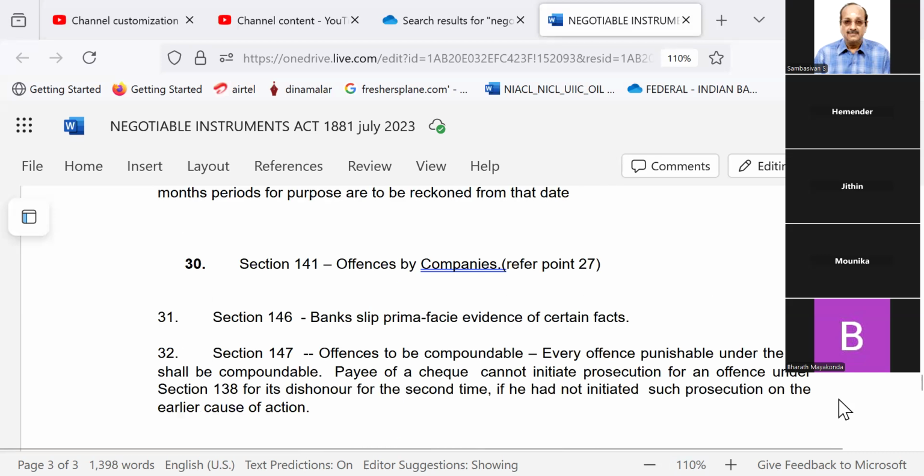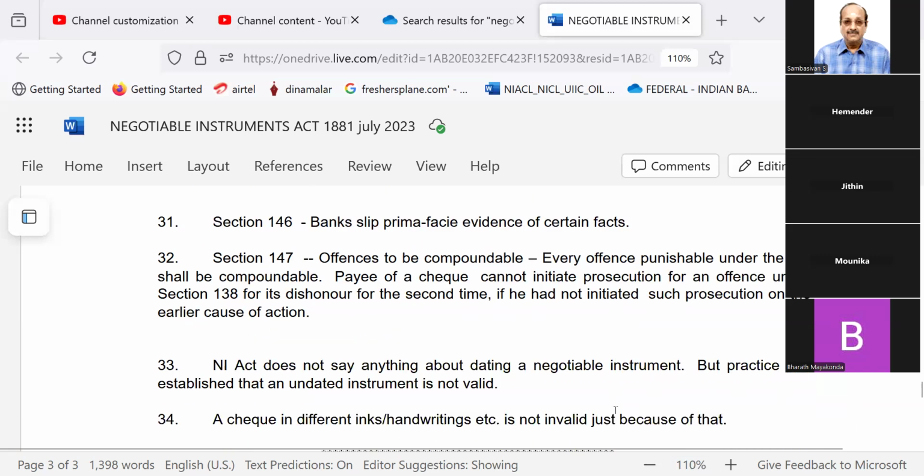30. Section 141, offences by companies. 31. Section 146, bank slip is prima facie evidence of certain facts. 32. Section 147, offences to be compoundable. Every offence punishable under the Act shall be compoundable. Payee of a check cannot initiate prosecution for an offence under Section 138 for its dishonor for the second time, if he had not initiated such prosecution on the earlier cause of action.